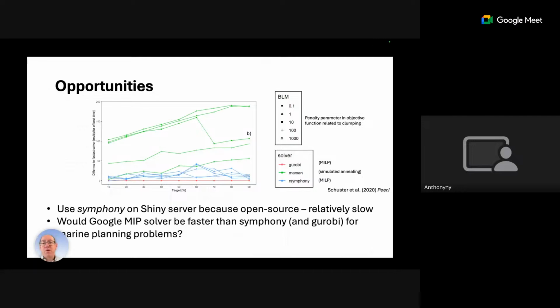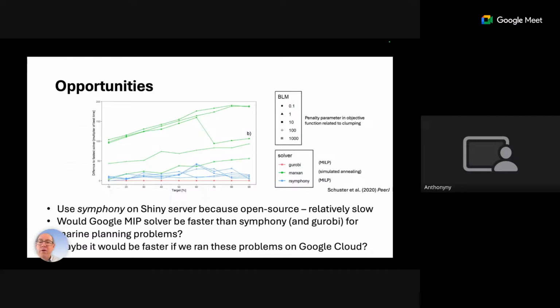And I suppose, because this is a Google talk, I didn't know about the Google MIP solver, so I'm wondering whether that might be faster than Symphony and Gurobi for marine spatial planning problems. I'm not sure anyone's looked at that, so that might be interesting, and it might help us.